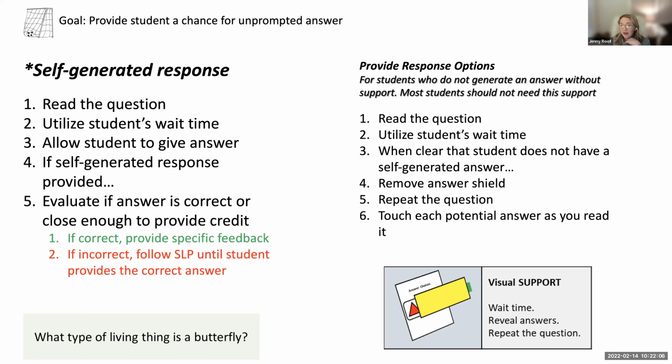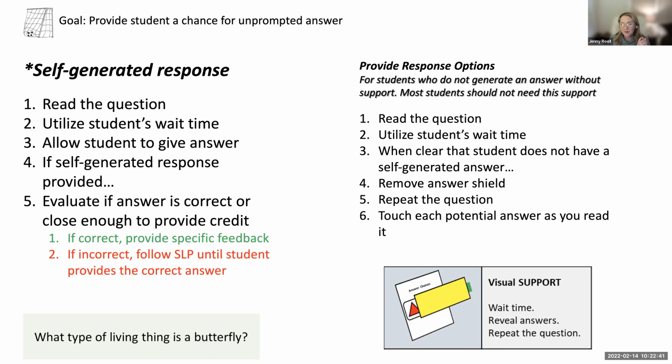Now, if students aren't able to generate an answer without support, then we may provide some response options. But I'll encourage you to try to give students an opportunity to respond without the response options first. So you might read the question, give wait time, and then when it's clear the student doesn't have a self-generated answer, you can remove an answer shield. I'll have a video in a second that gives an example of this, but cover up the answer choices and then provide them that support when they show that they need it.